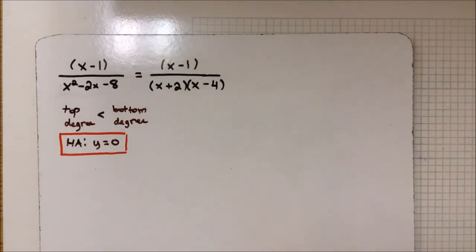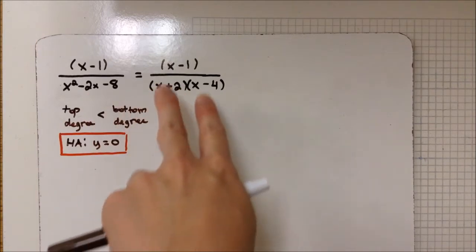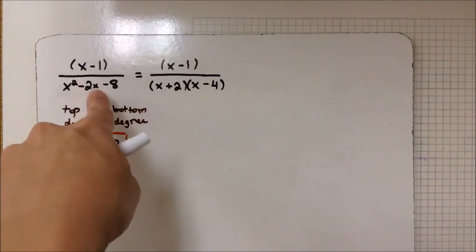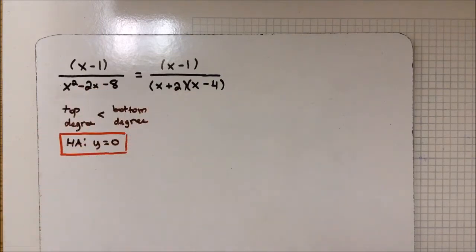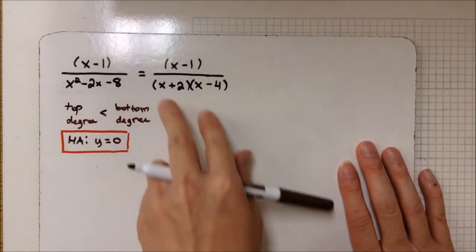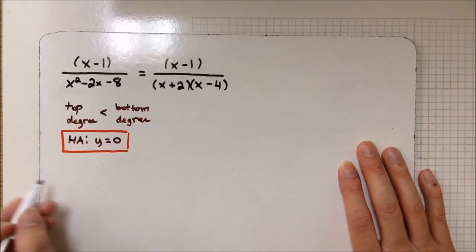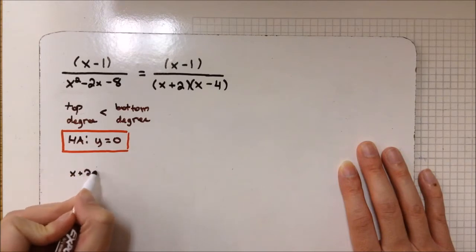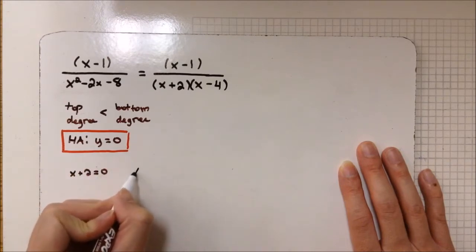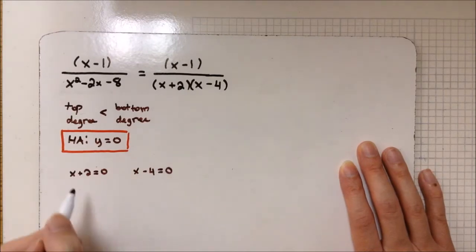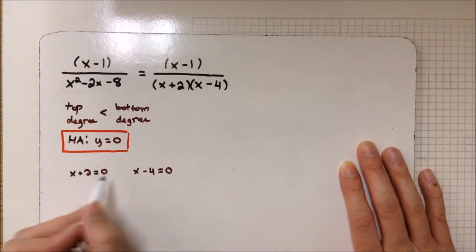Now our second one, what we can do from here, now this is the factored function. Again, these are the factors for this denominator. So x plus 2 and x minus 4, since it's already factored, and we see that there are no common factors, so that means that we have two vertical asymptotes. So we're going to solve for each factor. So x plus 2 and x minus 4 equal to 0.